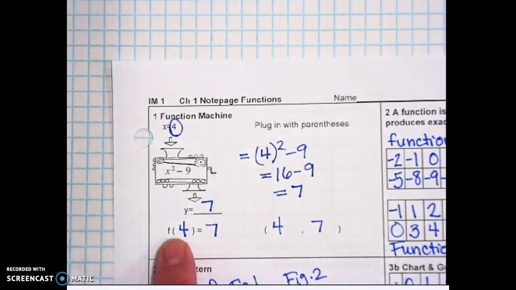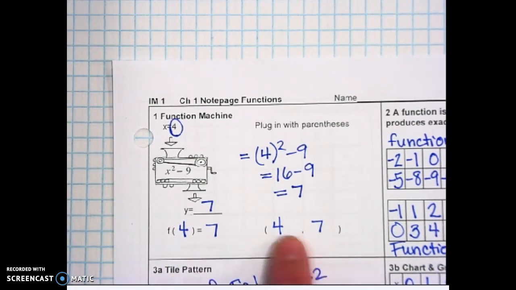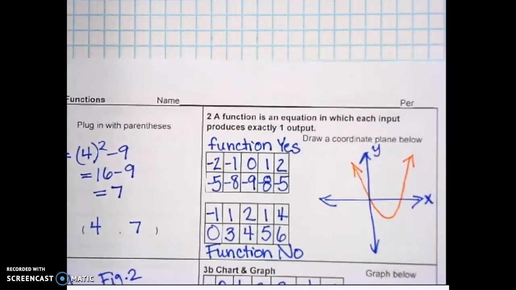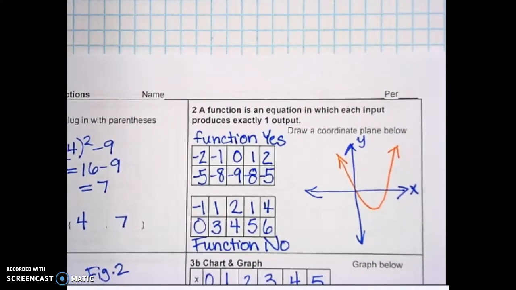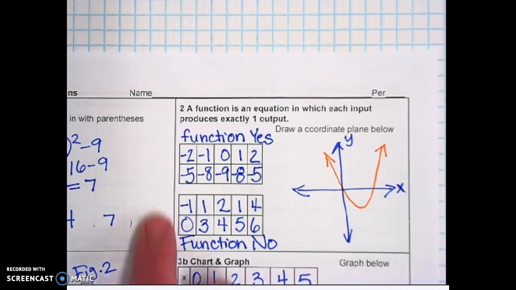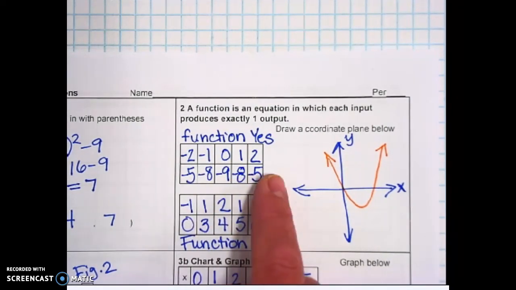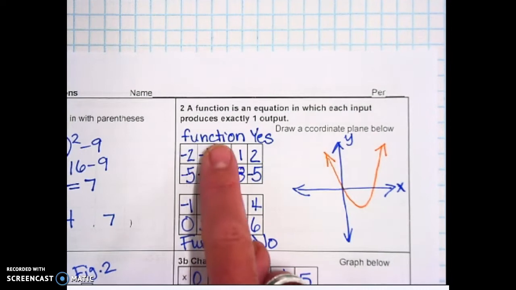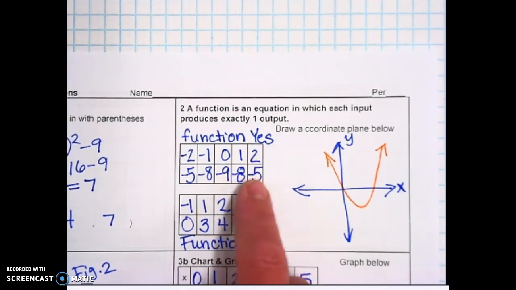So you can either write the answer like this, the function of 4 is 7, or you can write it as a point (4, 7). In box number 2, it says a function is an equation in which each input produces exactly one output. So in the first box, yes, it does produce a function, because each input produces exactly one output.